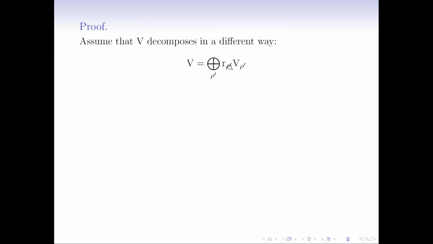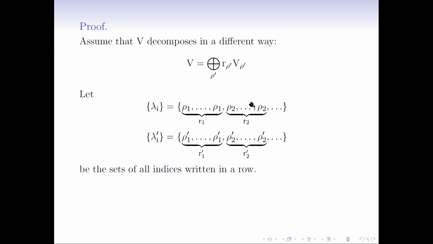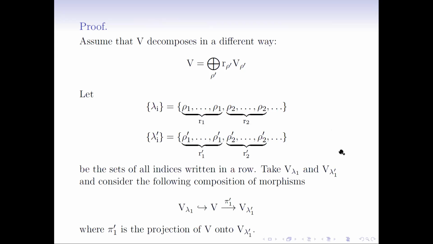So let us assume that V decomposes in a different way. So V is the sum of R_ρ' V_ρ', for some other set of indexes ρ'. So let us write in a row all representations. So it will be some λ_i and λ_i'. And now we will try to identify them. So let's take V_λ1 in the first decomposition and V_λ1' in the second one. And let's consider the following composition of morphisms.